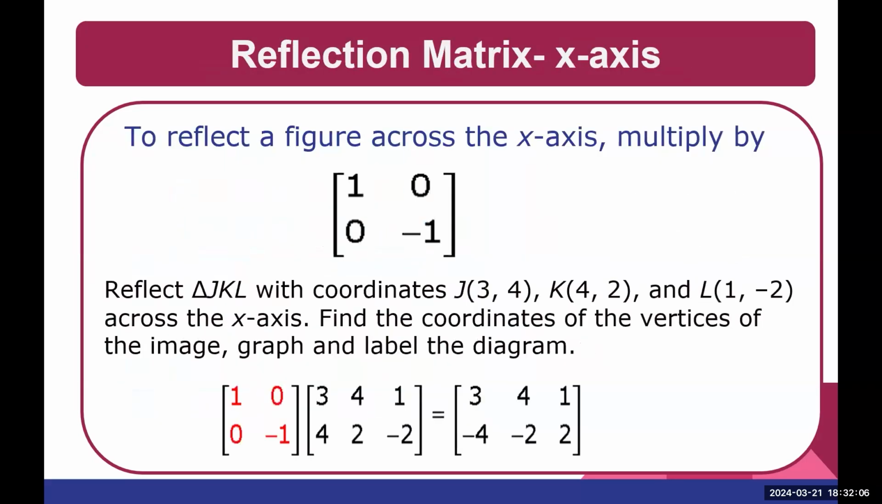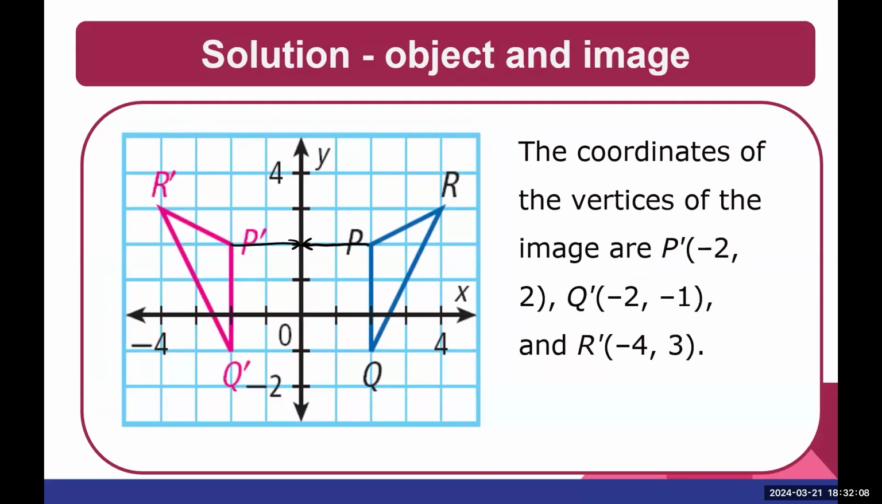All right, so even though I showed you for a second there, what would happen if we reflect across the x-axis this time? So we reflected across the y-axis and the x values changed sign. So what would happen if we reflected across the x-axis? So the y values would change sign. So can you tell me what that matrix would look like?